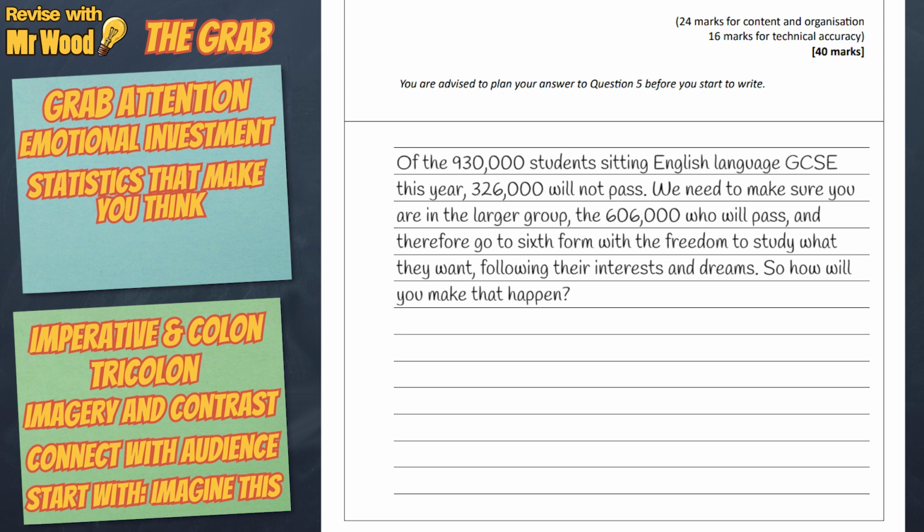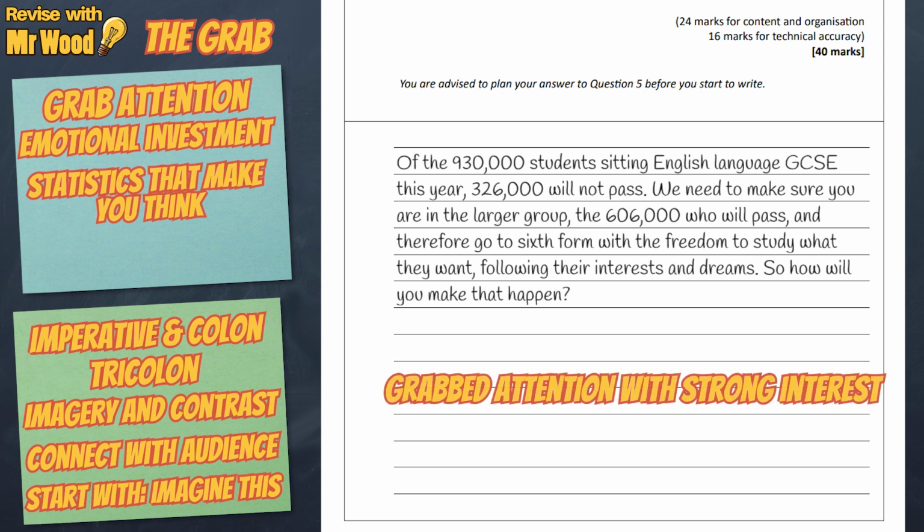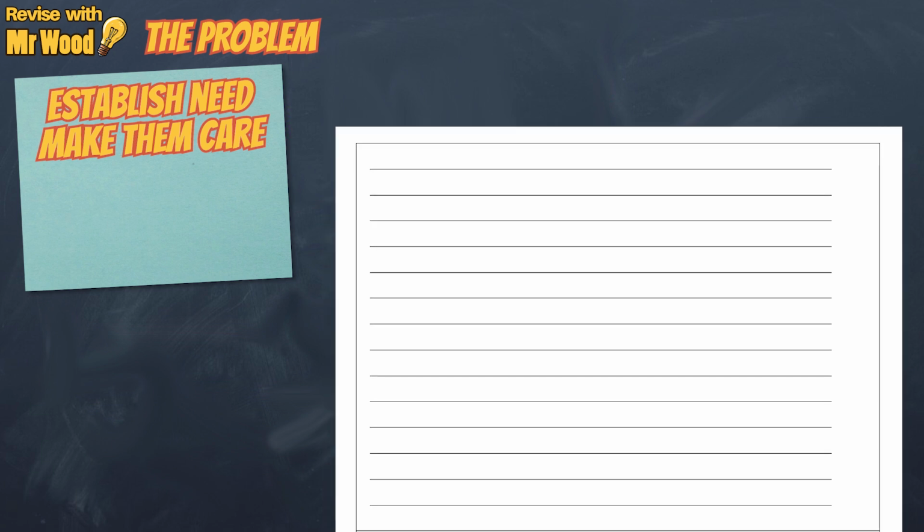So, where are we? We've got a strong interest, we've hooked the examiner, and we're going to end up in that good group, the group that passes. The next step is to establish a problem or need. You need to establish why this is a genuine issue and why the audience or reader should care. Let's return to my example and show you what it looks like.